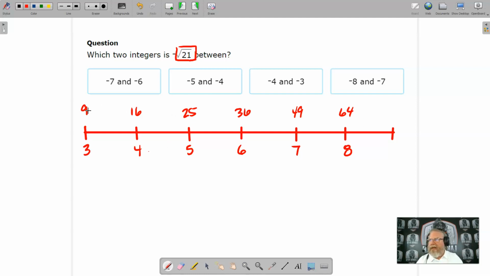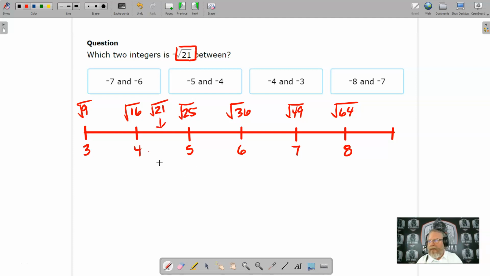Because, right, the square root of 9 is 3, the square root of 16 is 4, the square root of 25 is 5. So we know that if we place this number 21, it should fall in between 16 and 25, so someplace in between here would be 21. So if the square root of 9 is 3, 16 is 4, 25 is 5, 36 is 6, 49 is 7, and the square root of 64 is 8, then that means that the square root of 21 falls someplace in between 4 and 5.